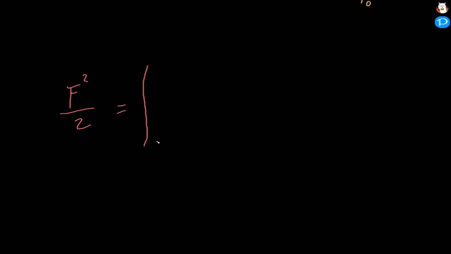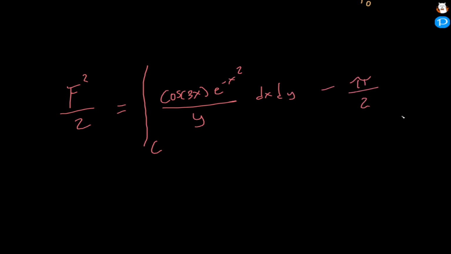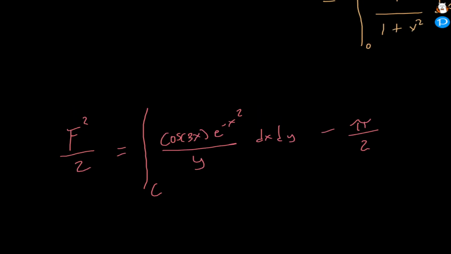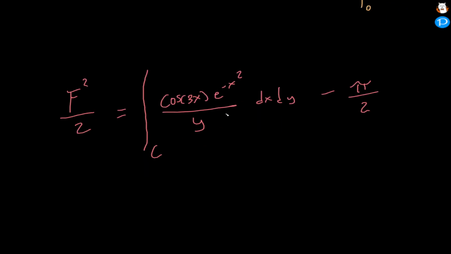And we have this c. And then we have this nice little, what is it? Cosine of 3x e to the x squared, the y, and then we have dx dy minus pi 1/2.